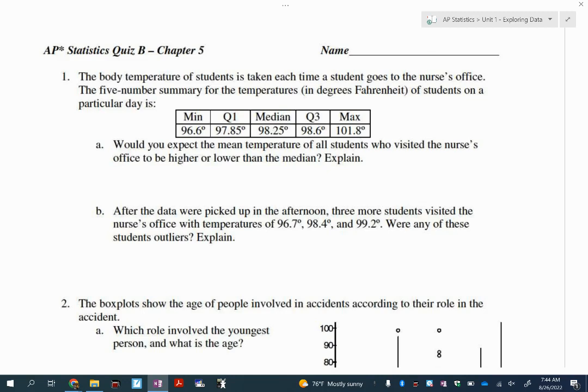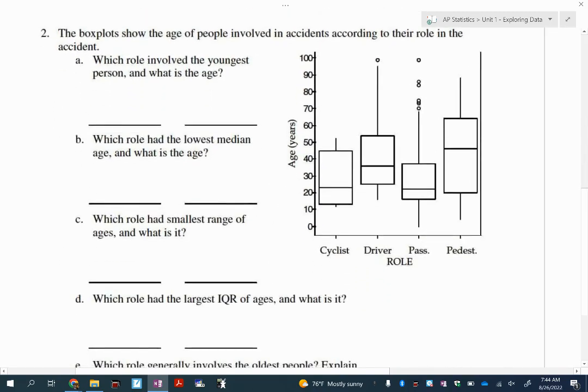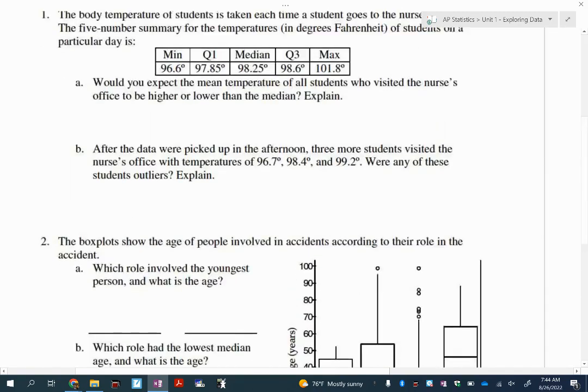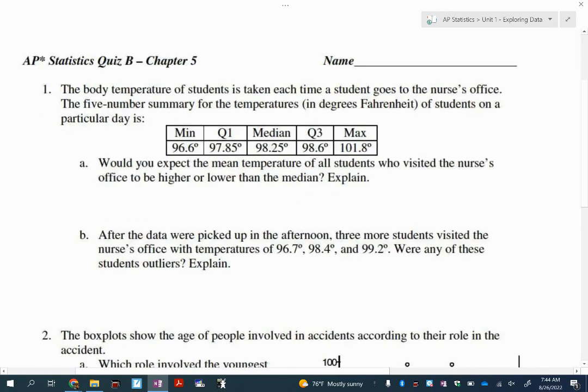And then I also have a few Google Form exit tickets that I've used in the past where the questions will be very similar to the ones that we'll do in number 2, and you'll get immediate feedback on those after you click submit.